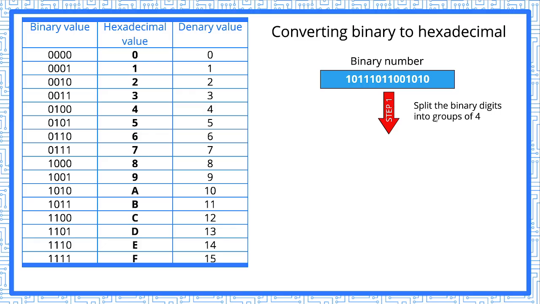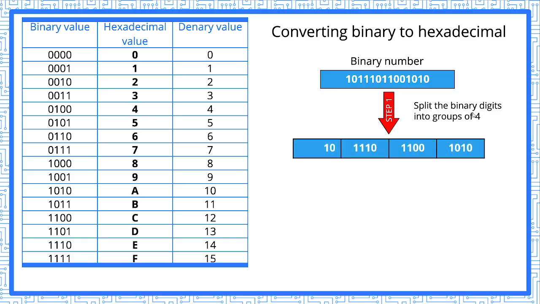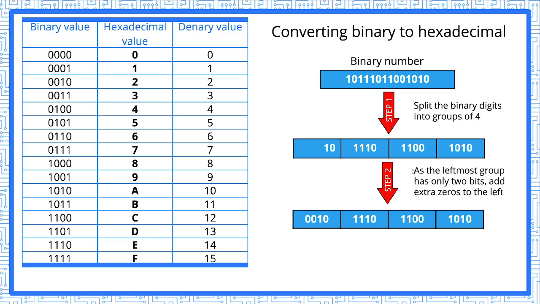So step 1, this is the method. Once you understand the method, it's like doing the multiplication table: 1 times 1 is 1, 1 times 2 is 2, 1 times 3 is 3, and so on. So step 1, we split the binary digits into groups of 4. So we have our groups of 4. Now step 2, we add zeros to the leftmost group if it has only 2 bits. So now this one had only 2 bits. We have to add 0 0 just to make it 4 bits to go with the method.